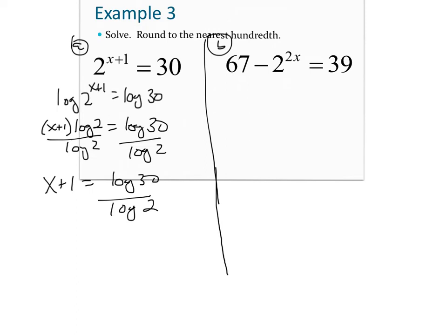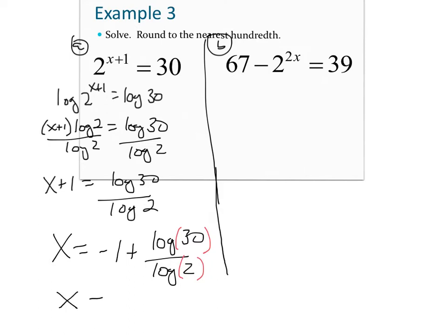I'm going to put this whole thing into my calculator. x is equal to negative 1 plus log of 30 over log of 2. And remember, when you put in your calculator and you're dividing logs, make sure you close the parentheses around those numbers. Make sure order of operations is solid on your calculator. When we plug this in, we're rounding to the nearest hundredth, so it would be 3.91.